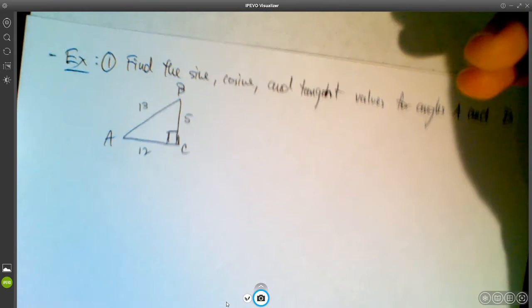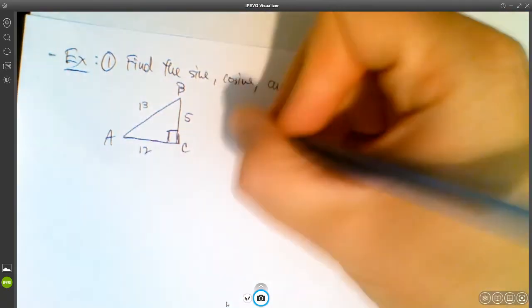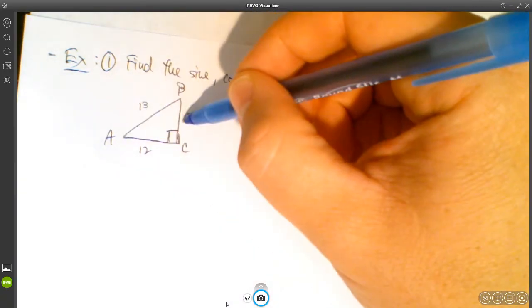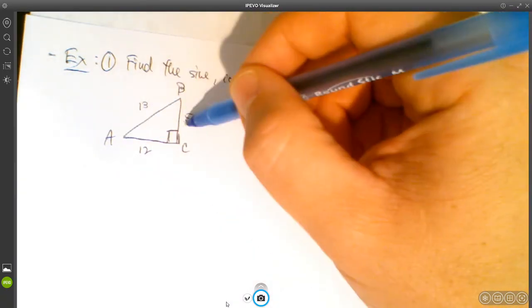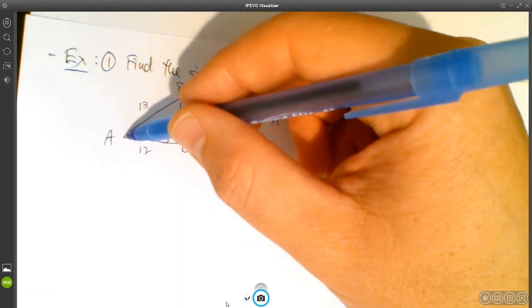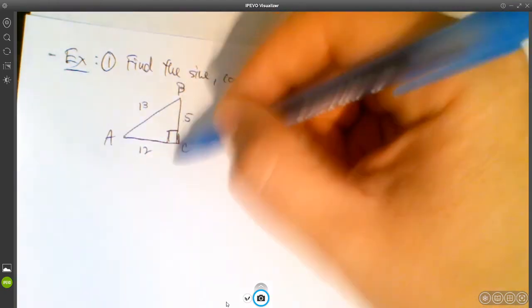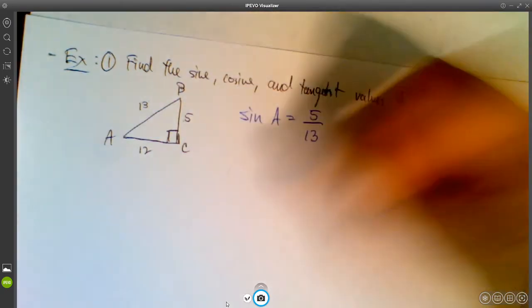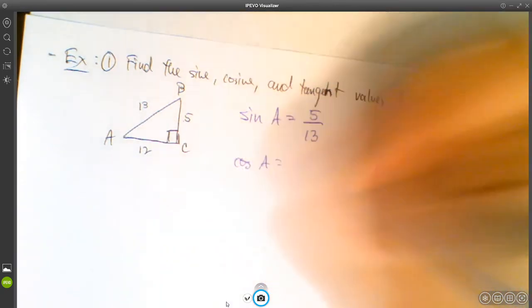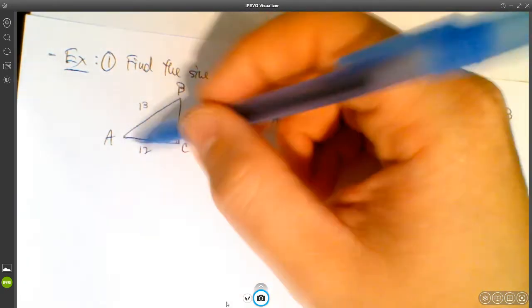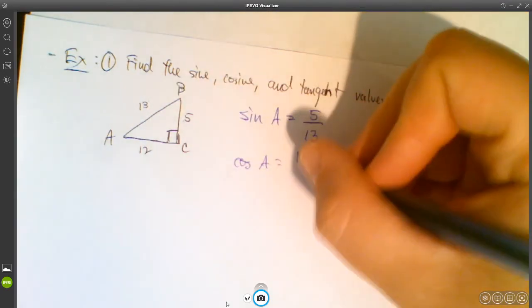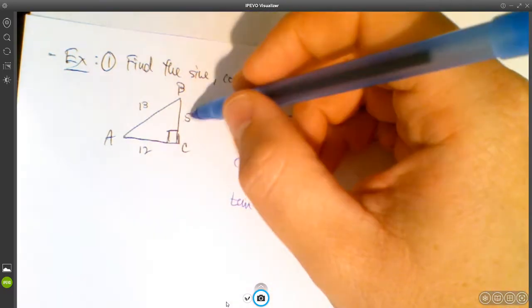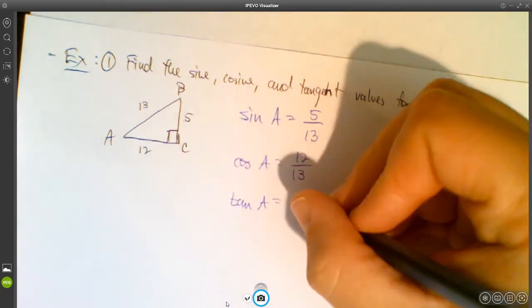Okay, so here's my solution. As far as sine A is concerned, I know that sine A is opposite over hypotenuse. The side opposite of A is the side that A kind of opens up to. So it's 5 over 13. So there's sine A. Cosine A is adjacent over hypotenuse. That's going to be 12 over 13. And tangent A is opposite over adjacent. That's 5 over 12.